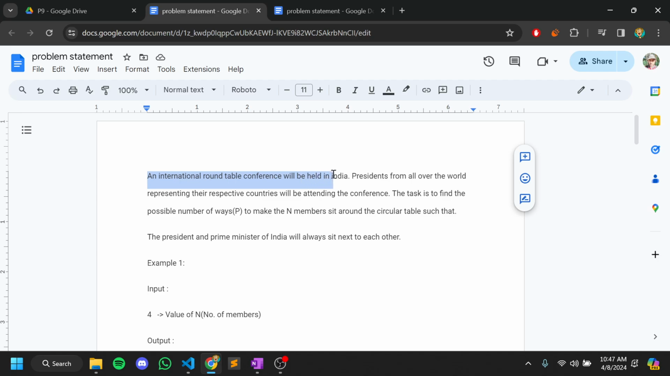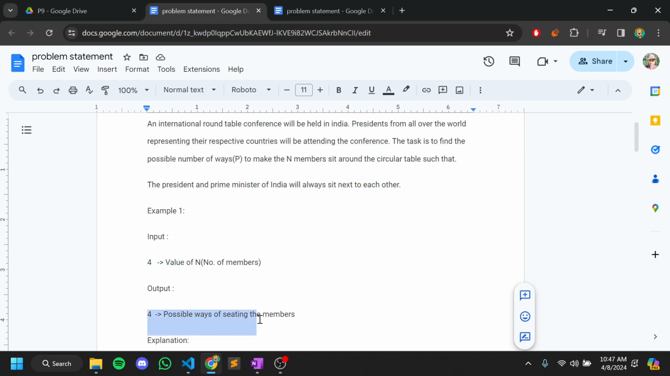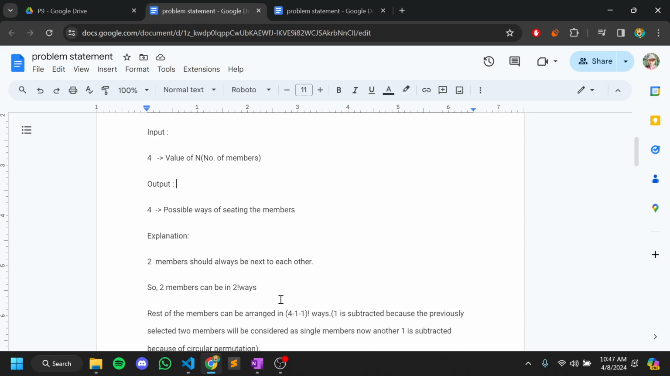An international roundtable conference will be held in India. Presidents from all over the world, irrespective of the countries, will be attending. The task is to find the possible number of ways to make n people sit around a circular table such that the President and Prime Minister of India will always sit next to each other. So yeah, pretty standard problem. You're given the value n and you have to output the possible ways of seating the people.